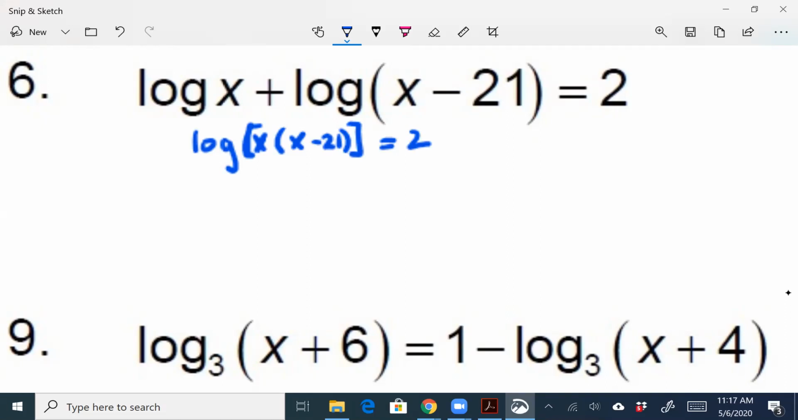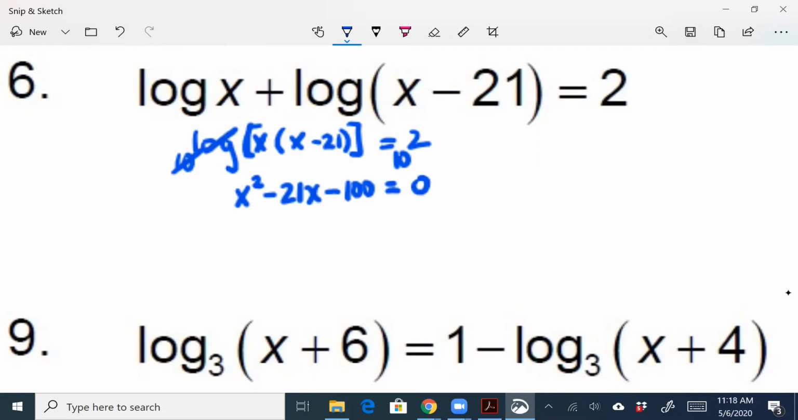And again, because the base is base 10, we can now raise both sides to 10, or take 10 raised to both sides. And then that cancels the log, leaving over here, and I'm going to multiply this out. X times x is x squared minus 21x. And then on the other side, it's equal to 100, so I'm going to bring that over as well. Minus 100 equals 0.